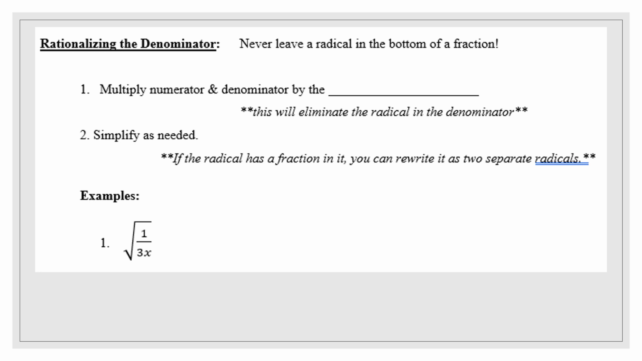All right, we never, ever, ever leave a radical in the denominator of a fraction. So we are going to multiply the numerator and the denominator by whatever is in the denominator. And in this case, it will always be a square root or a cubed root or something like that. Okay, so our first example is the square root of 1 over 3x.